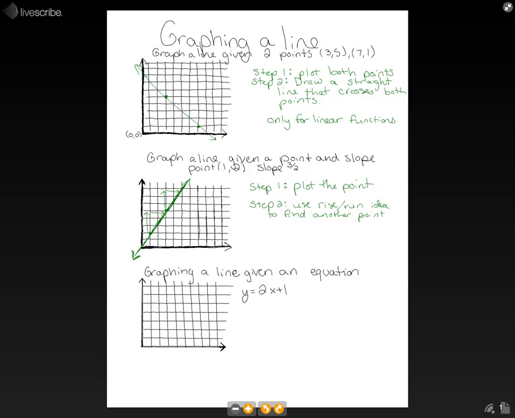Okay, so our last way we're going to show to graph a line today is using an equation. And this equation is in our y = mx + b form. Now the important thing here to remember is what that m and b mean. m is simply our slope, and b is our y-intercept.